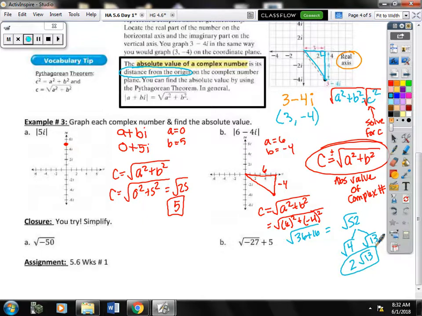All right, see if you can try the closure questions, just asking you to simplify. And I do want you to make sure your final answer is in the form a plus bi, while I pass out your homework.